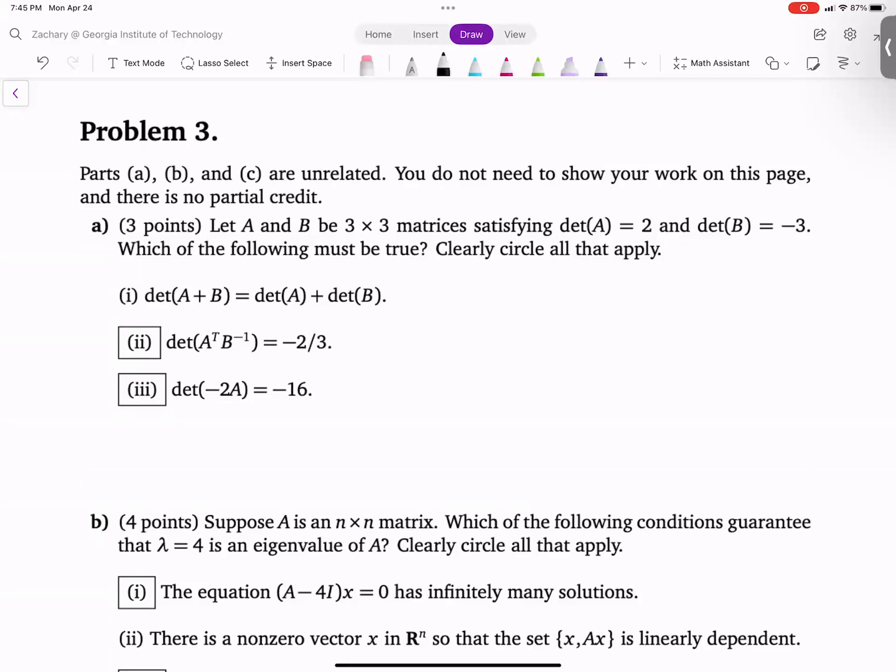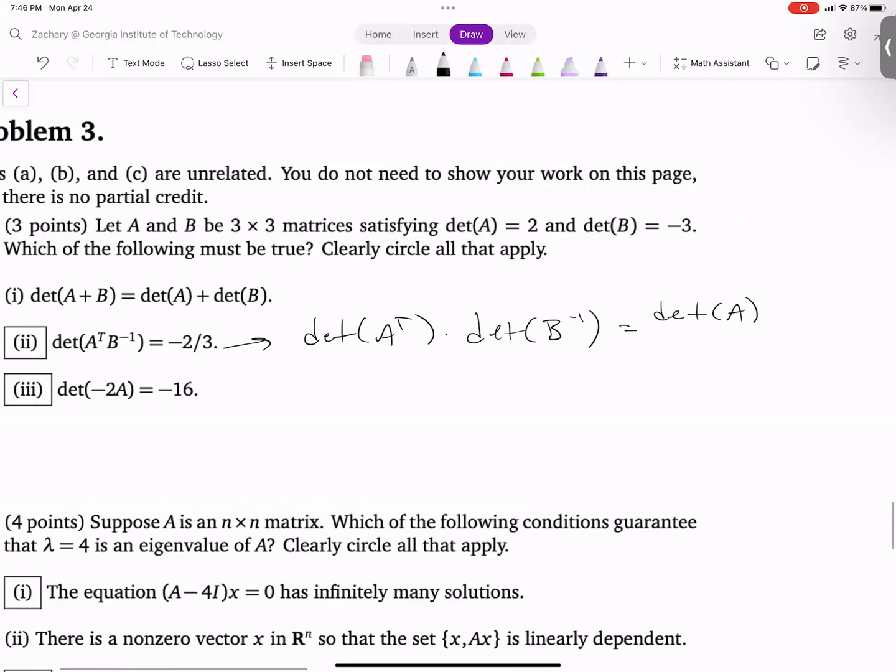The second one: determinant of A transpose times B inverse is equal to -2/3. Well, we can write this as determinant of A transpose times determinant of B inverse, which is the determinant of A, because determinant of A transpose is just determinant of A. Determinant of B inverse is 1 over the determinant of B. So this gives me 2 over -3, or -2/3.